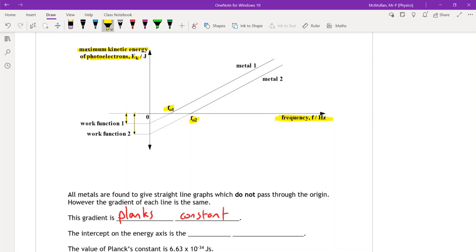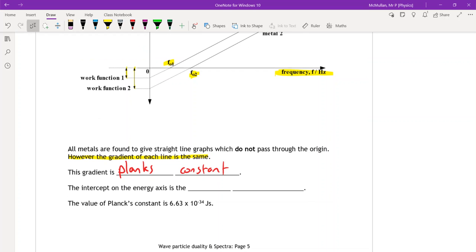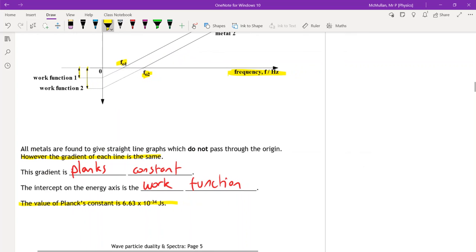All metals are found to give a straight line which does not pass through the origin. However, the gradient is Planck's constant. That's what links this formula. The intercept on the energy axis is the work function. The value of Planck's constant, which will be given in the data table, is 6.63 times 10 to the negative 34.